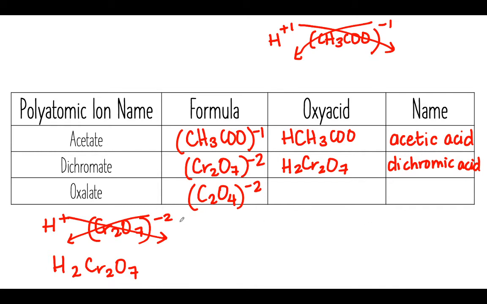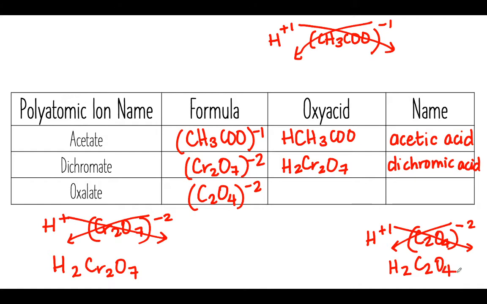All right, let's do the same for our last one. H+1, C2O4 2-. Again, we do the crisscrossing, H2C2O4. When you're naming it, the naming would be oxalic acid. All right, so those are 3 of the common ones that we solved.